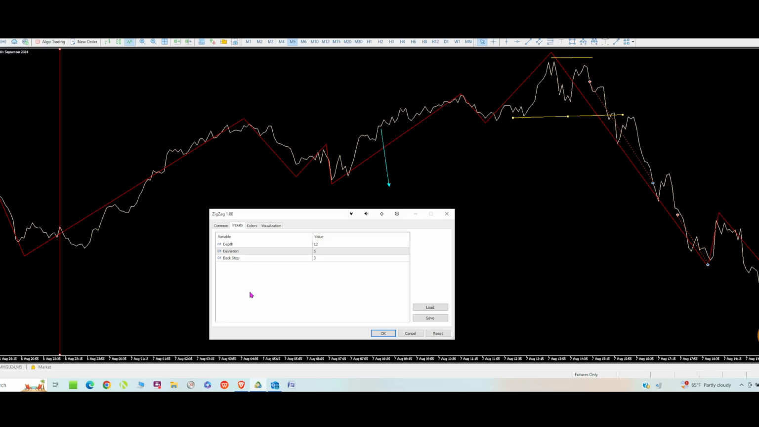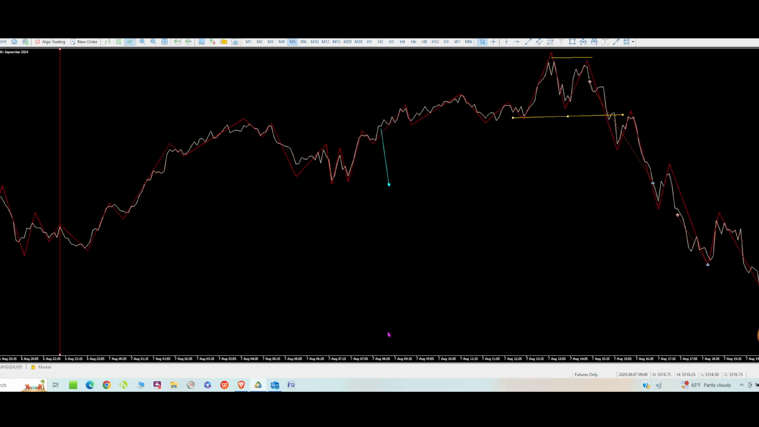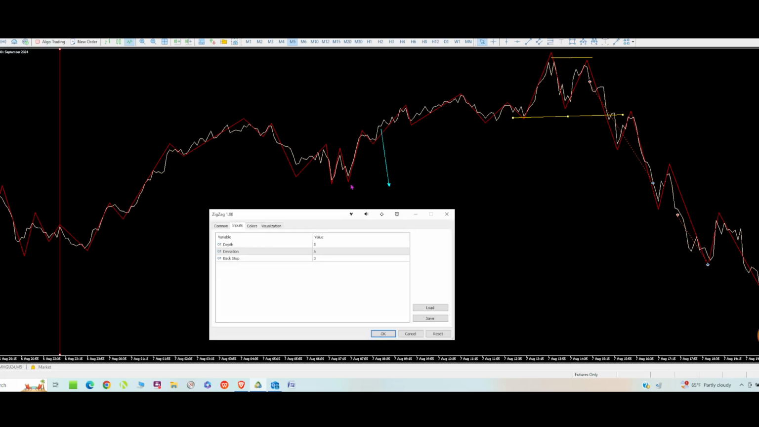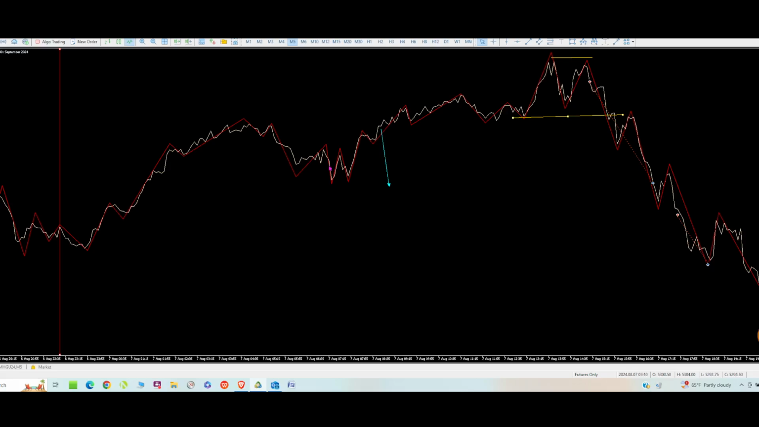These are the type of settings you have on it: depth, deviation, back step, and you can play around with these. The lower you make these numbers, the more sensitive. Let's just, for a laugh, change this to 5. And you can see it just gets really crazy then, right? It does start to pick out some of the swings on these intermediate ones, but it just makes it really noisy. All right, so I don't want to get into a whole thing about the zigzag. You certainly can look it up and play around with it if it's something you'd like to try.